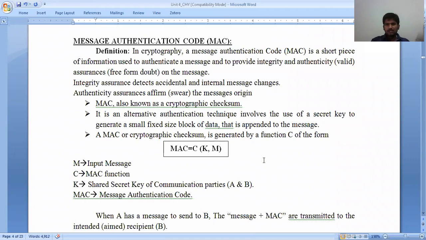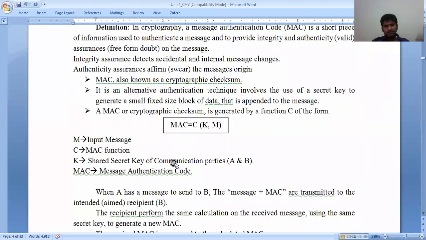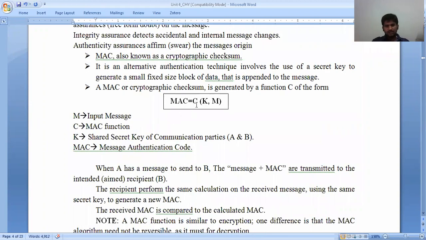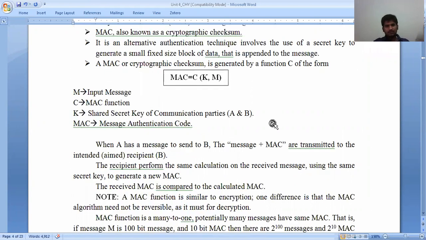Message authentication informs of an authenticated message and provides integrity and authenticity assurance on the message. Integrity assurance detects accidental and intentional message changes. The input is the message and the MAC function with the shared key of communicating parties A and B. This is the function MAC equals C of K comma M, the shared key and the message. We are going to do this.